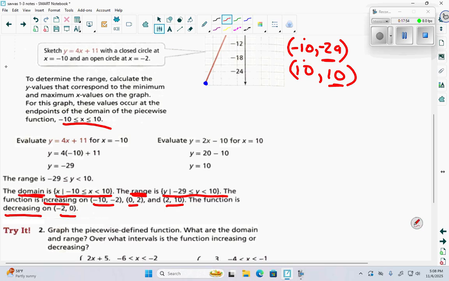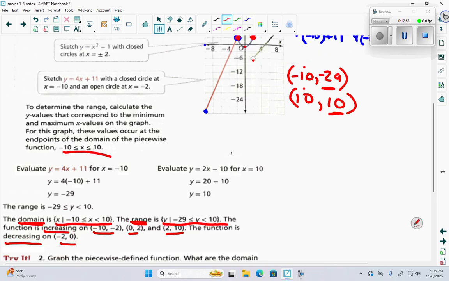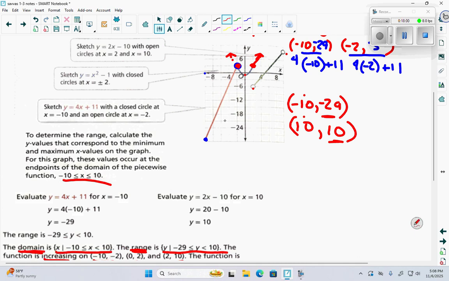Okay, so the function is increasing from a negative, and remember when we write these, we're talking about the x values, okay? So this line right here is increasing, and the x values of that are at -10 over to -2. And that's that first increasing red line.